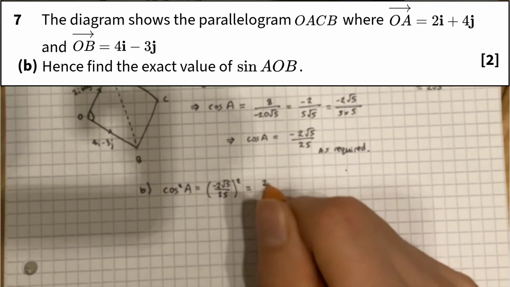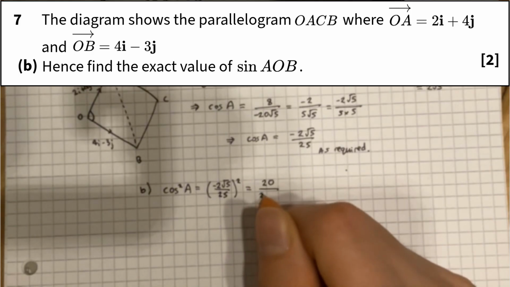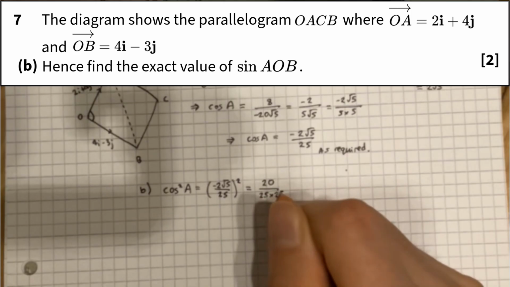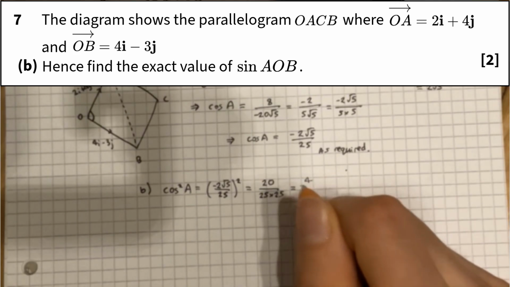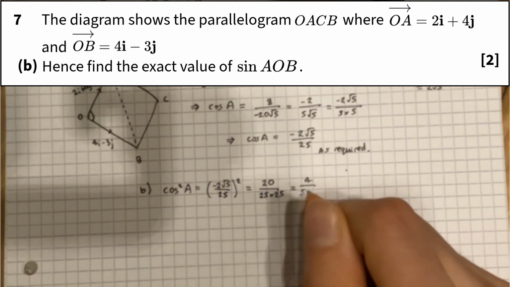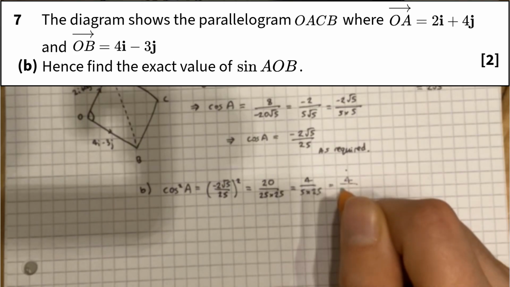So cos squared, I'm going to square numerator and denominator. 20 in the numerator, and I'll write it as 25 times 25 so I can simplify. So if I now divide numerator and denominator by 5, I'll get 4 over 25 times 5, which is 4 over 125.